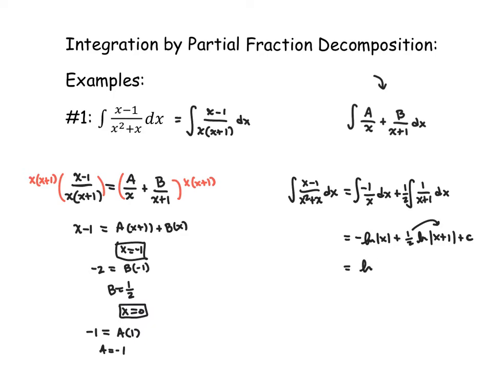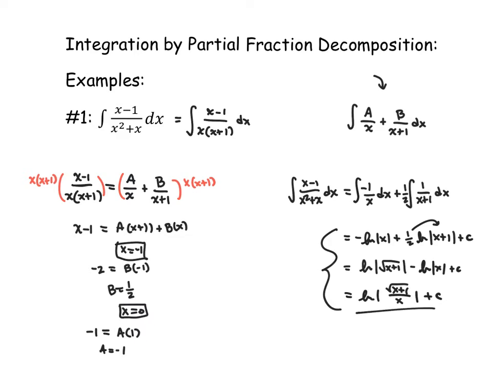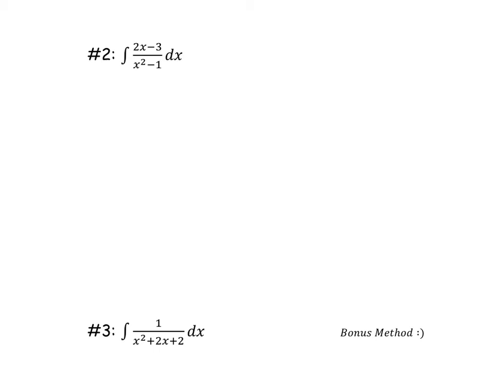So let's rewrite that. Natural log of the square root of x plus 1 minus the natural log of x plus c. And I can combine these using the subtraction rule with logarithms. When you're subtracting two logs, you can combine them using division. So again, any one of these three would be acceptable forms, but that would be our integral. Okay, awesome. Let's look at another example.